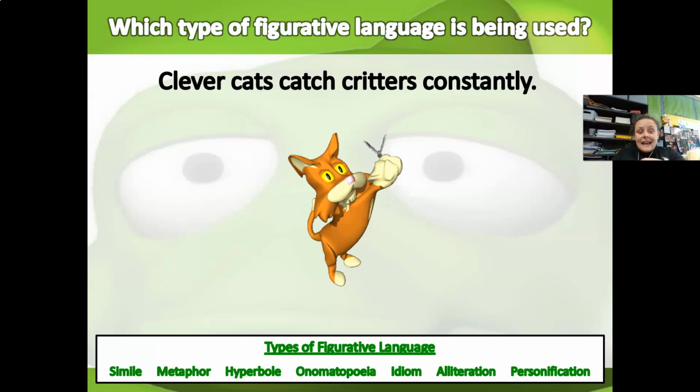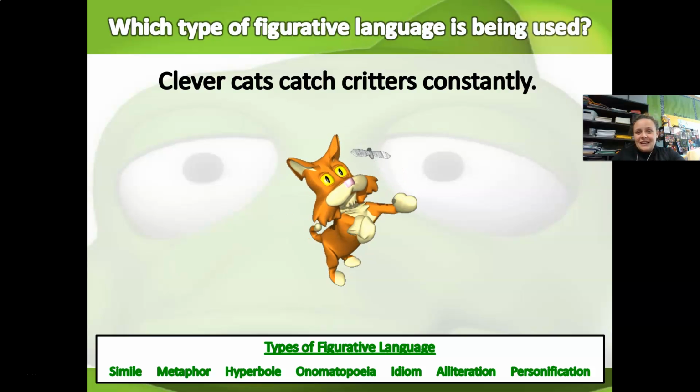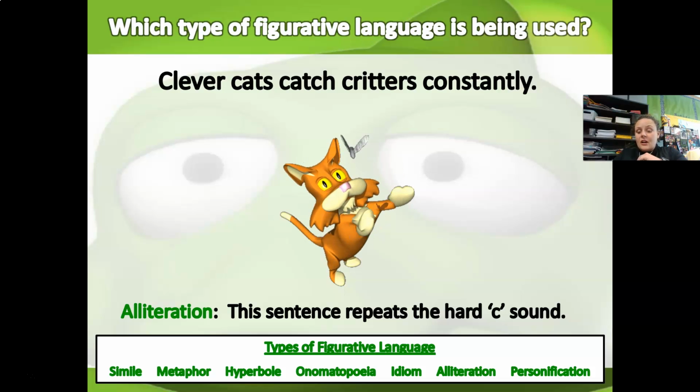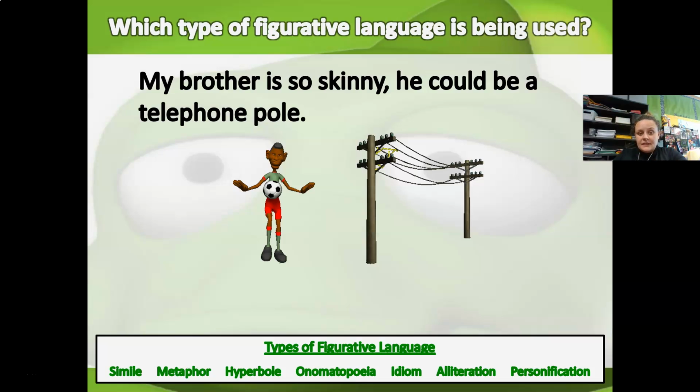Clever cat. Clever cats catch critters constantly. Did you hear that? That's alliteration. This sentence repeats the hard k sound.